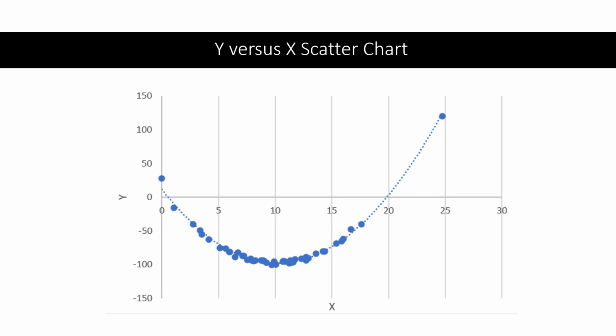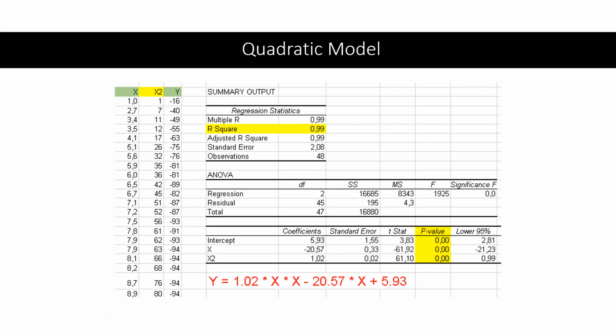A quadratic formula such as Y equals A times X squared plus B X plus C should give a good approximation. So we will add an X squared column to our data and do the regression with this additional column. Now our R square of 0.99 and coefficient P values confirm that this model with the quadratic term gives a much better approximation.